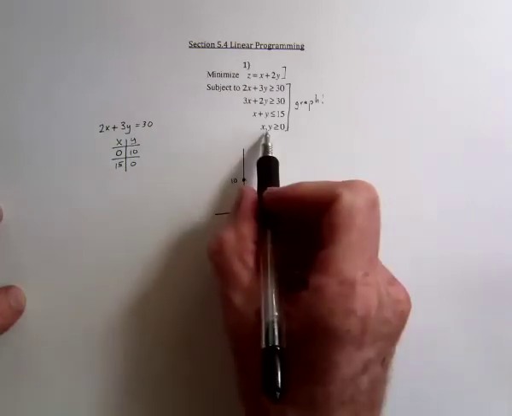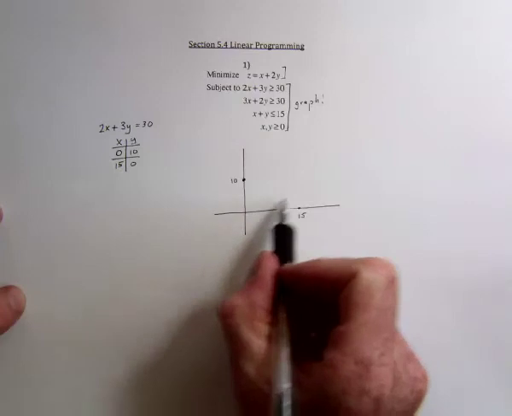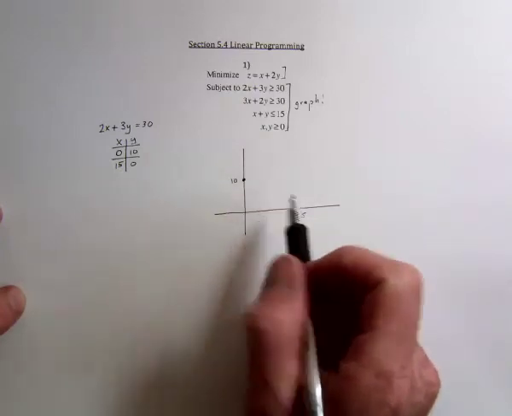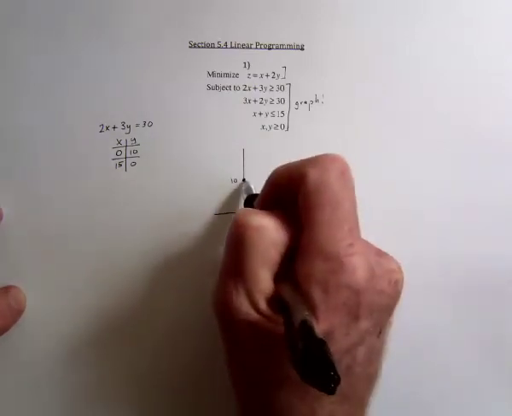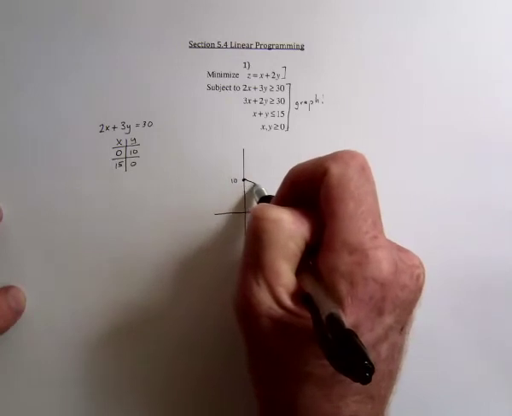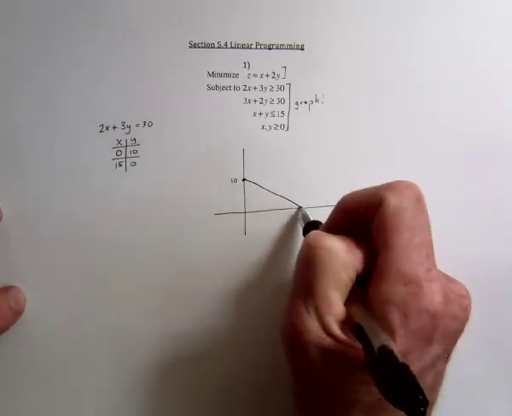And then this part right in here says that x and y should both be bigger than or equal to 0, which means we're just going to be using the first quadrant. So we really just need this much of the line in the first quadrant.